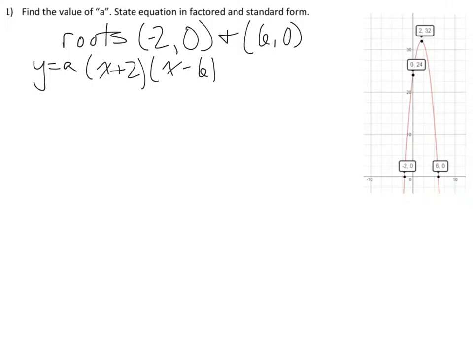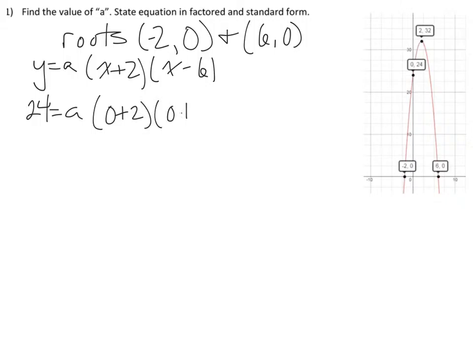So the next thing we need to do is figure out a. And to figure out a, you're going to need to use any known point. So you could use the y-intercept, or you could use the vertex. And I think going with the y-intercept is nice and easy. So you know that the y value is 24. You do not know a. You know the x value is 0.